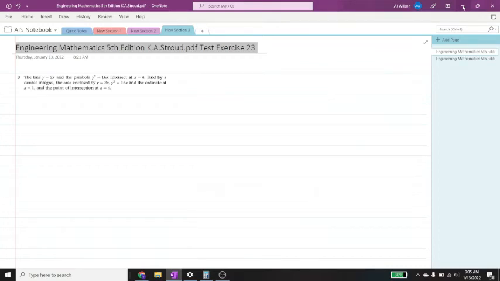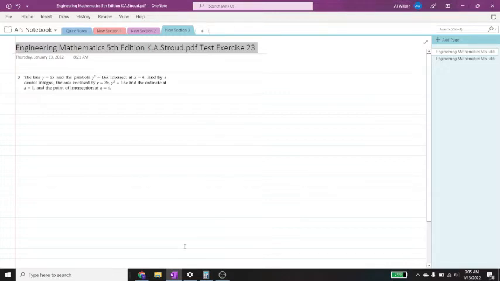Hello everyone, in this video I'll be working test exercise 23 from Engineering Mathematics, 5th edition, by K.A. Stroud. We're told that we have two lines, one is y equals 2x, and another one, y squared equals 16x, and they intersect at x equals 4. We're having to do double integration and solve for the area enclosed by those two lines and the coordinate at x equals 1. I'm looking at the point of intersection as x equals 4.